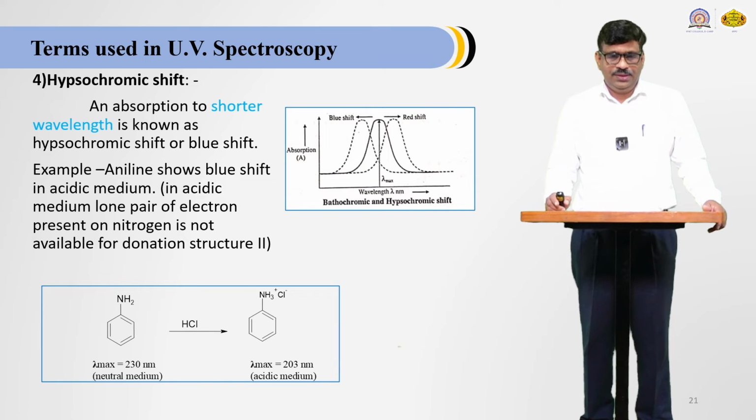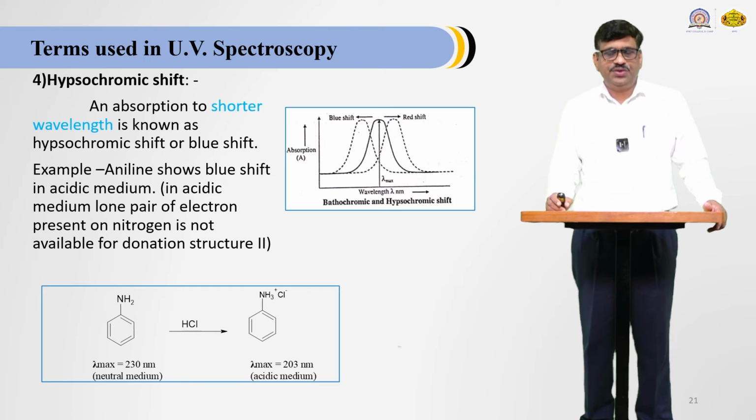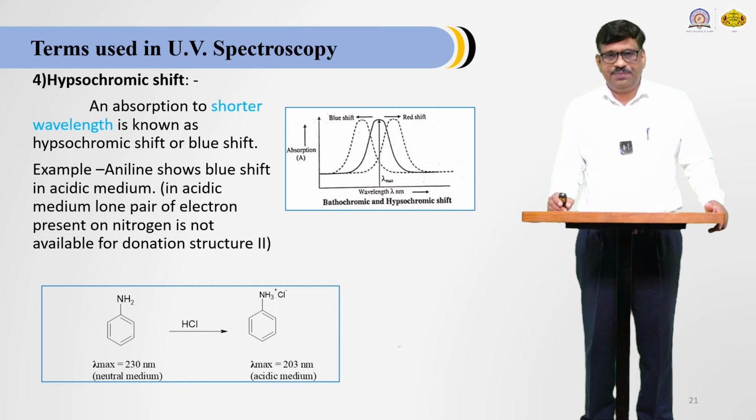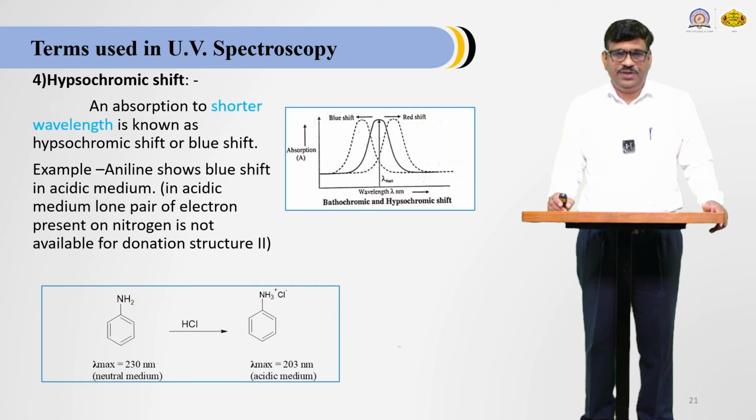Let's see, aniline in neutral medium has a lambda max value of 230 nanometer. If it is present in acidic medium, the NH2 group gets protonated, and the lone pair of electrons which is available on nitrogen is not available in the second structure. That's why in acidic medium the lambda max value decreases from 230 nanometer to 203 nanometer.